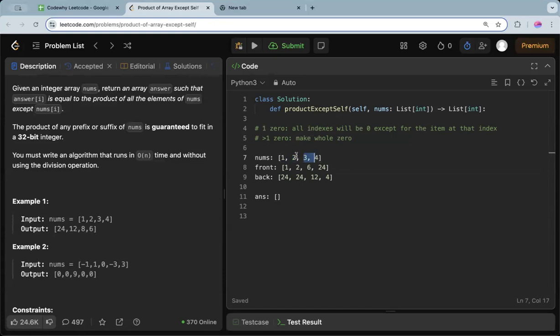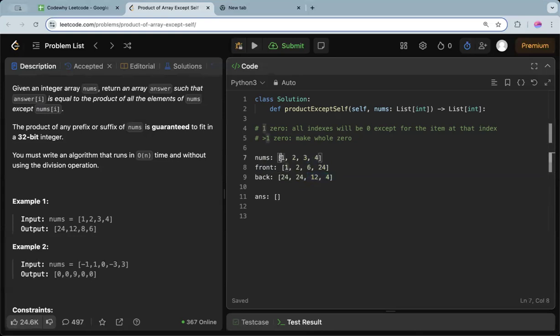We cannot be running a nested for loop, like multiply this and multiply that. That's just not it. So by having these two arrays, we have a benefit, which is that at this point, we would have the product of all the things before it in the front to back list. And from this point, we will have the product of everything to its left in the back to front list. So what do I mean by that?